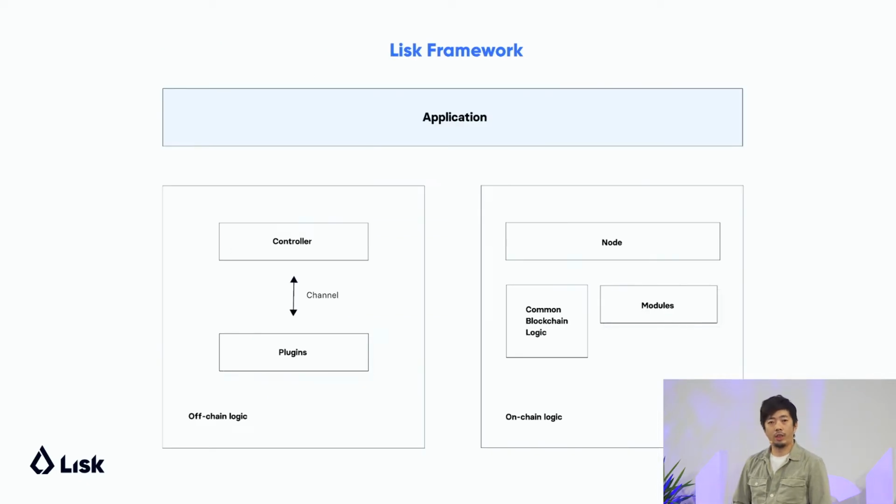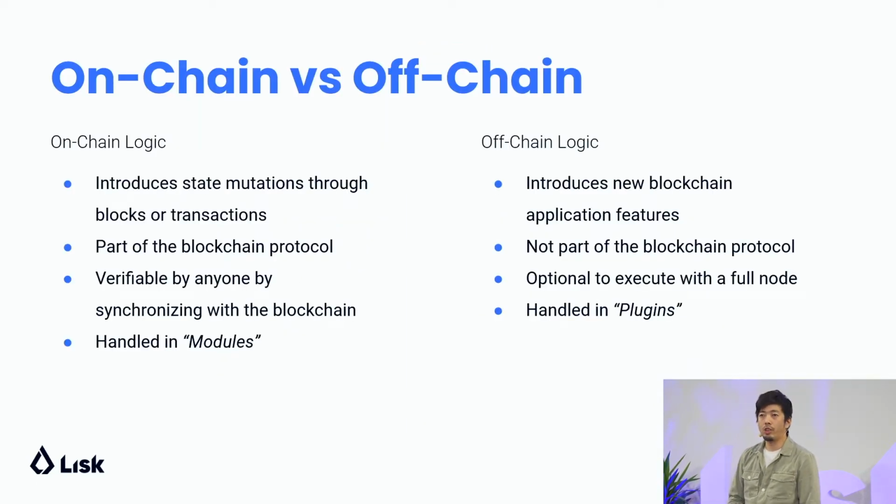Lisk Framework exposes application, which is the umbrella for all the logic. On one side, we have off-chain logic, which is managed by controller and implemented using plugins. On the other side, we have on-chain logic, which is managed by node and implemented using modules. But what do I mean by on-chain and off-chain? On-chain is a part of the blockchain protocol, and it introduces state mutation through blocks or transactions. All the logic is verifiable by everyone by synchronizing to the blockchain, and it is handled in what we call a module.